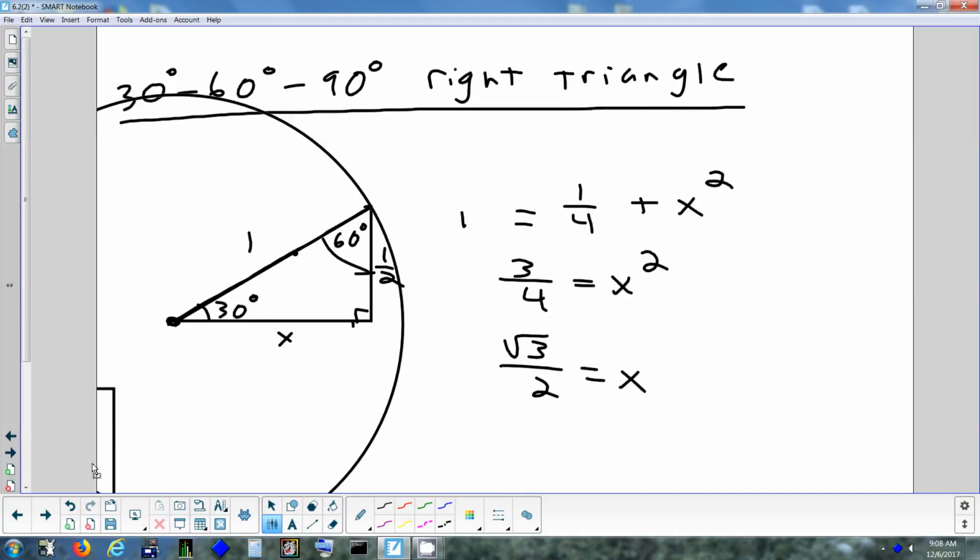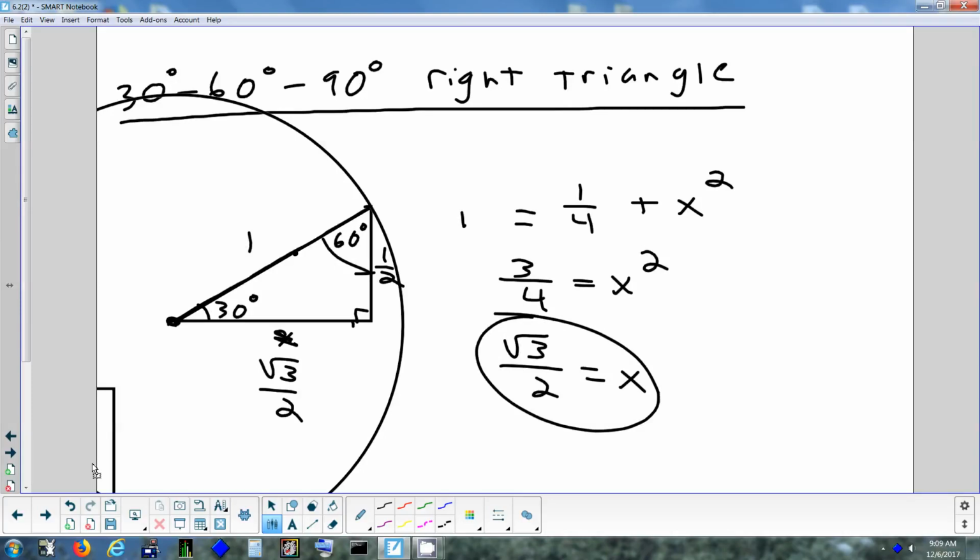So when you square root a fraction, you square root the top, square root the bottom separately. This time the bottom has a nice square root because it's a perfect square, so I don't have to fix it. So there's my x value. Square root 3 over 2.